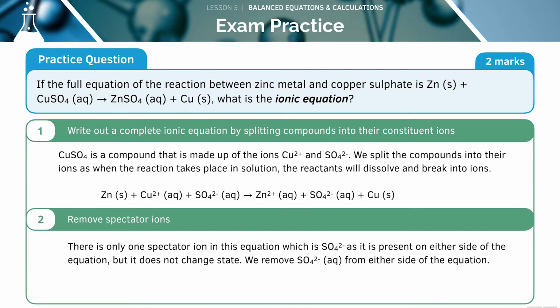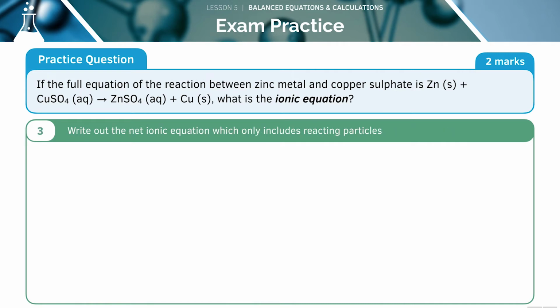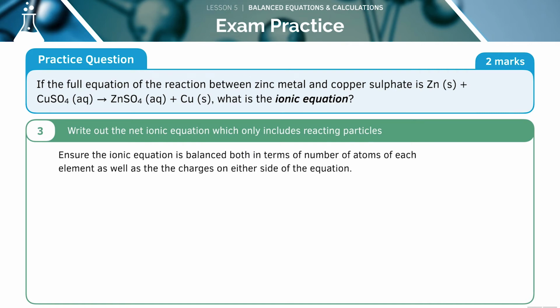Now, we must remove the spectator ions. These are the ions that do not change state and so do not participate in the reaction. In this case, we can remove a sulfate ion from either side of the equation. Finally, we can write out the net ionic equation, which only includes reacting particles, or in other words, we have removed the spectator ions. We also need to make sure that the ionic equation is balanced in terms of the number of atoms of each element.